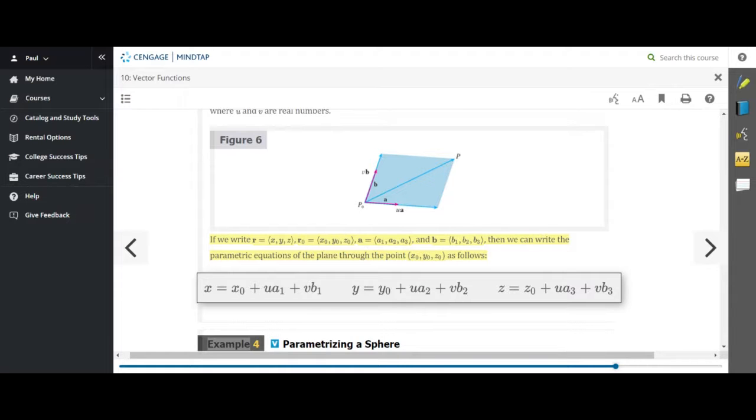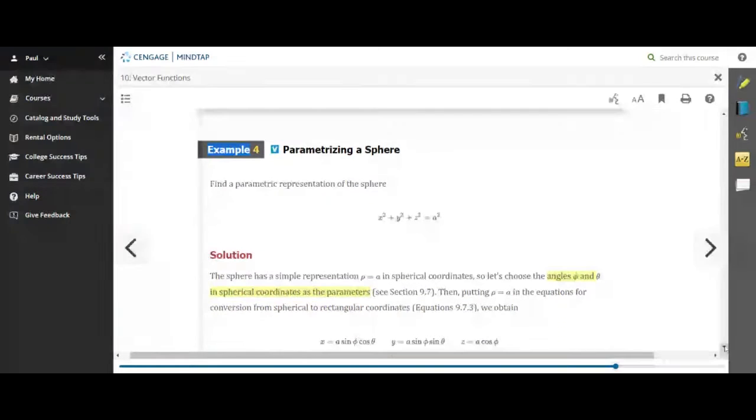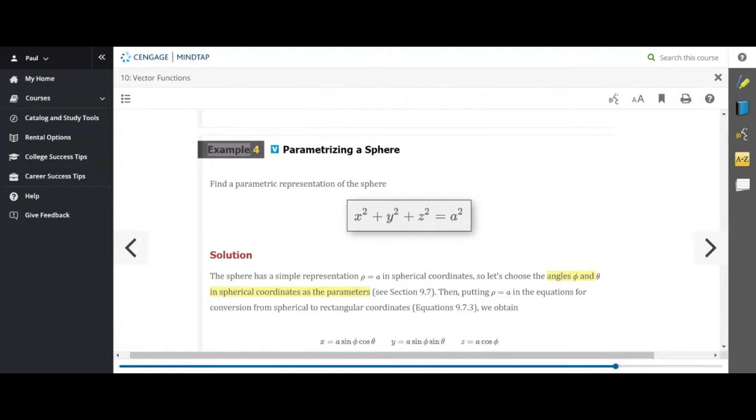The more examples we look at, I think the better. Let's look at another one. Okay, we have here a sphere.